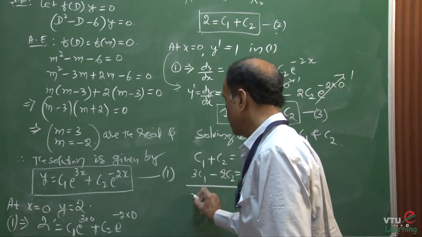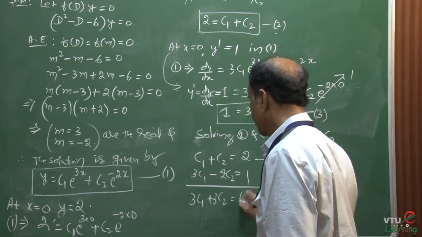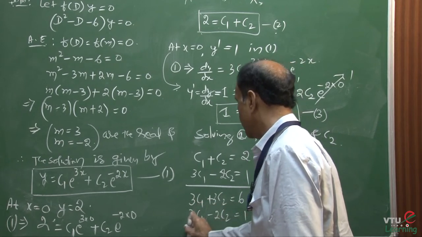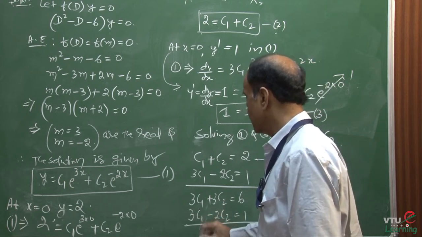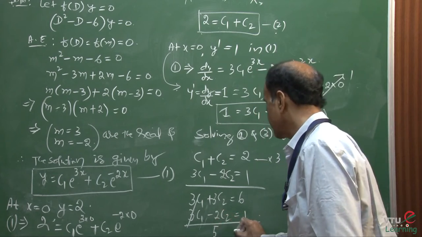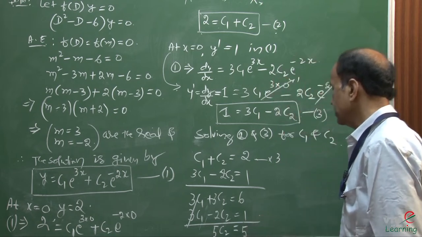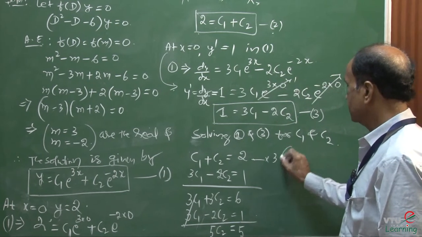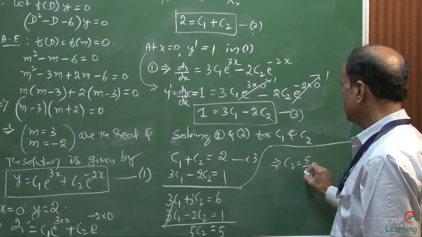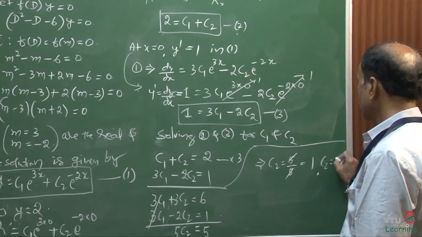What is that? So, 3c1 plus 3c2 is equal to 6 and 3c1 minus 2c2 is equal to 1. Now I will subtract this, then this term cancels. When I subtract, this becomes 5 times c2 is equal to 5. Therefore, c2 is equal to 5 divided by 5, that is equal to 1. 5 cancels. Therefore, c2 is equal to 1.